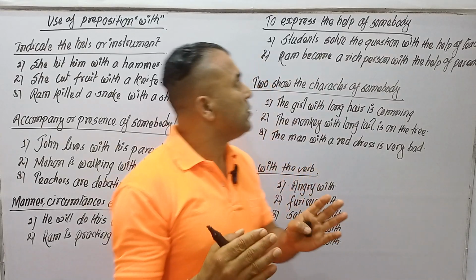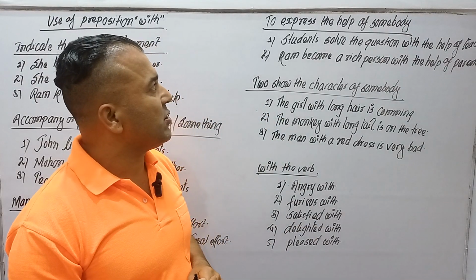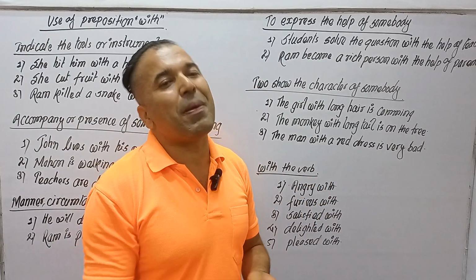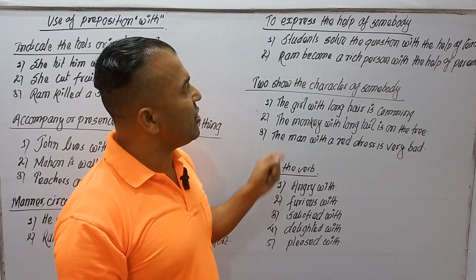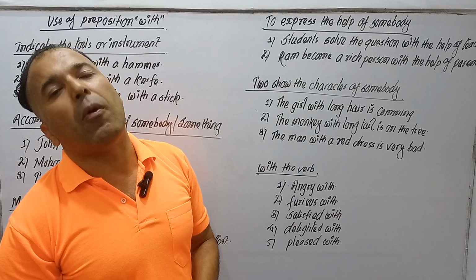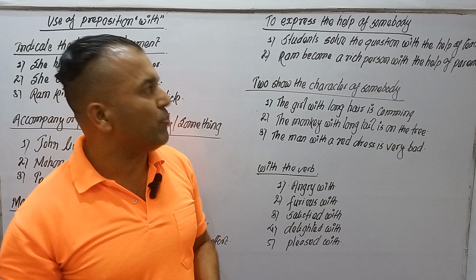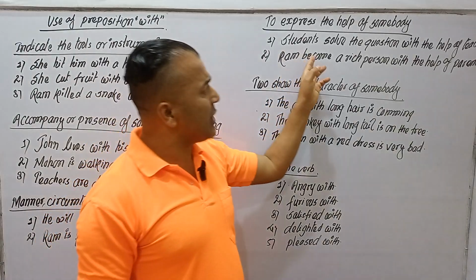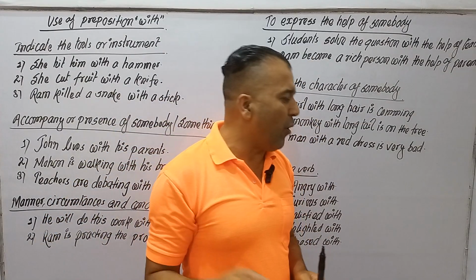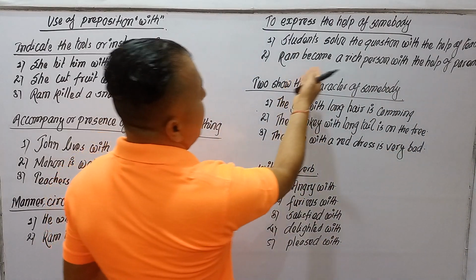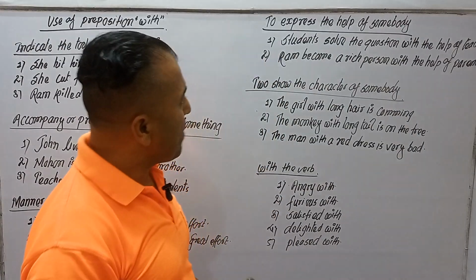When we want to express something about doing something by the help of others, in this condition we have to use with the help of somebody, with the help of something. Let's see, students solve the question with the help of the teacher. Ram became a rich person with the help of his parents. With the help of his parents.